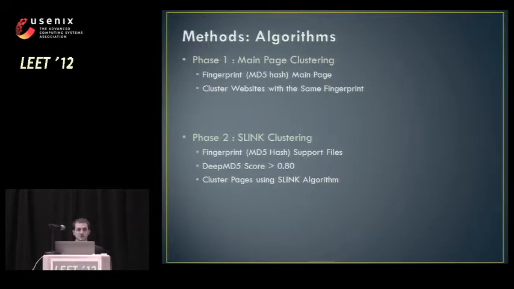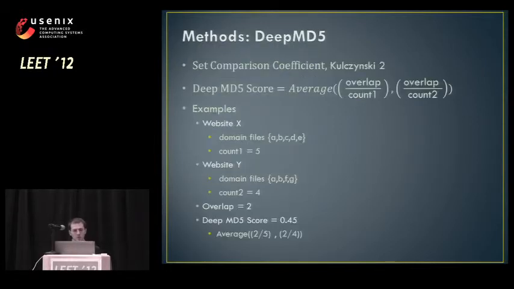In the second phase, we would look at these now-unique phishing websites, and we would generate a comparison score using the DeepMD5 technique, which I'll talk about in a second. With the DeepMD5 technique, we used a minimum threshold of greater than or equal to 0.8. So we had to have a connection between 2 phishing websites given by a DeepMD5 score of at least 0.8. Otherwise, we considered these 2 phishing websites not linked. Once we had our links, we would then apply a link clustering algorithm, which is a well-known clustering algorithm, to generate our different clusters of phishing websites.